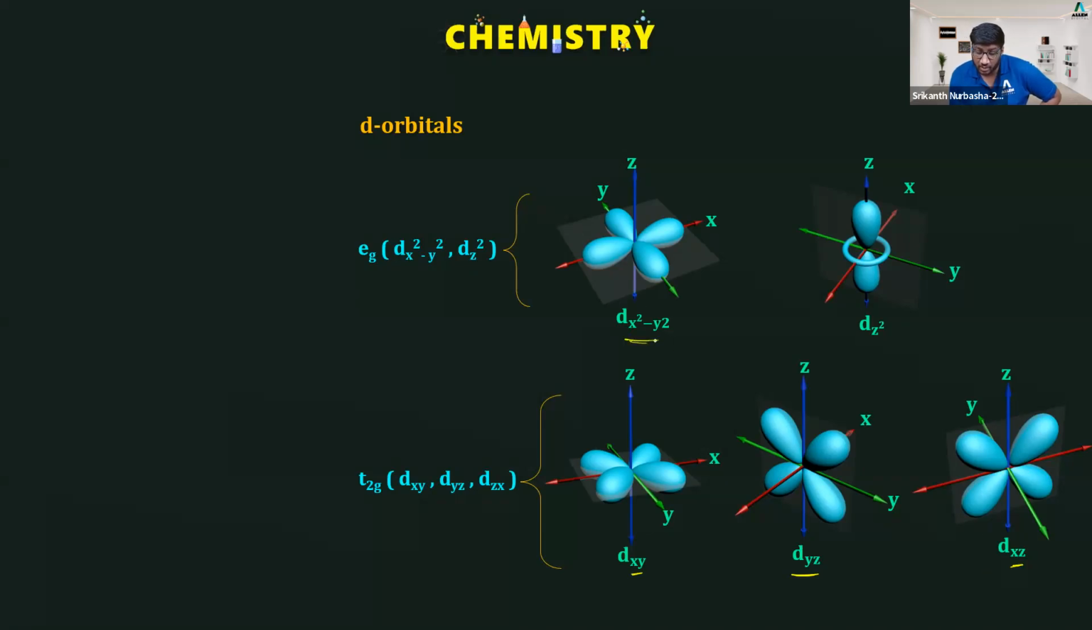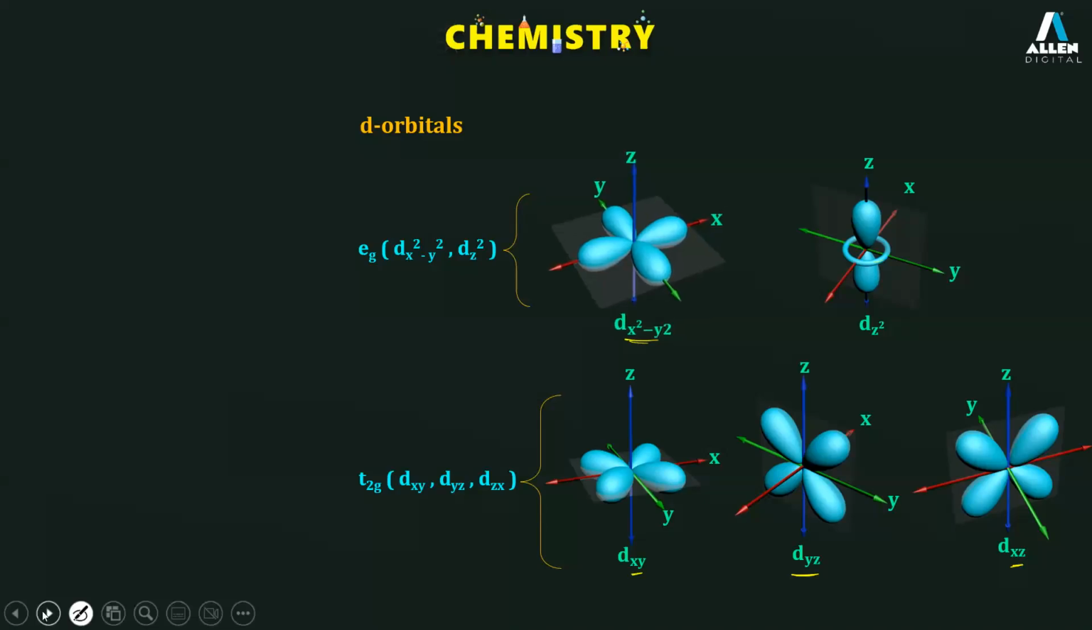Dx square minus y square has lobes along the x direction and y direction axes. And dz square has electron density along the z axis, and some electron density in the xy plane also. These are the shapes of the 5d orbitals. Is this clear, students? D orbital shapes you might be knowing. Yes, sir. Yes, very good.